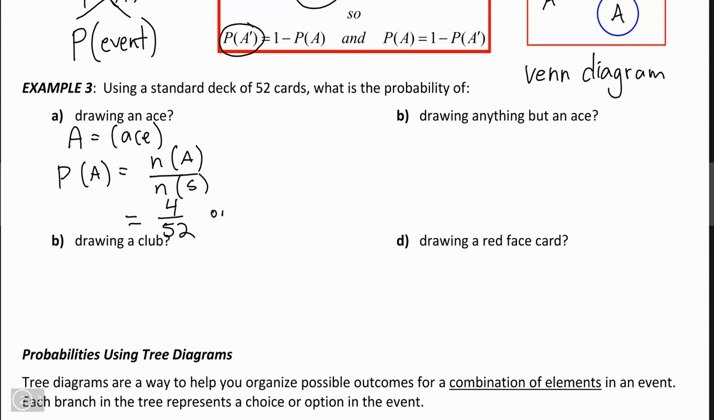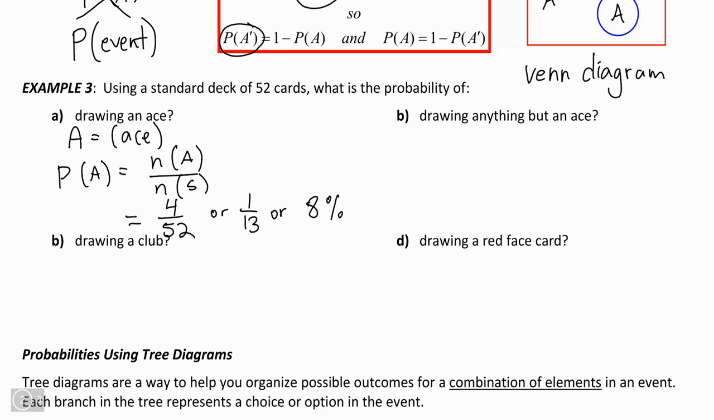Let's reduce it to lowest terms. That's 1 over 13, or as a percentage, use your calculator for this one, 8%. So there's an 8% probability that I can draw an ace from a deck of cards. People who gamble in the casino know these things. They know that the chance of getting an ace is going to be 8% if you have a deck of 52 cards.